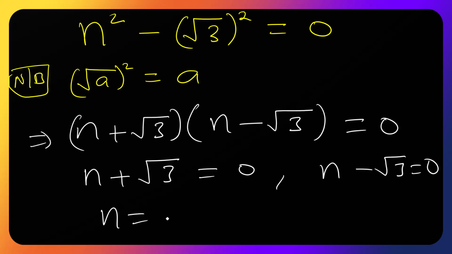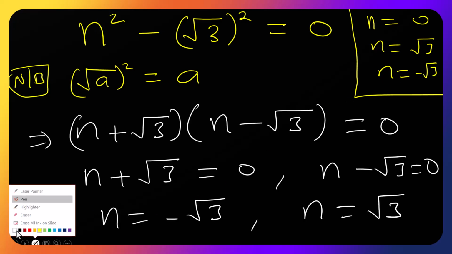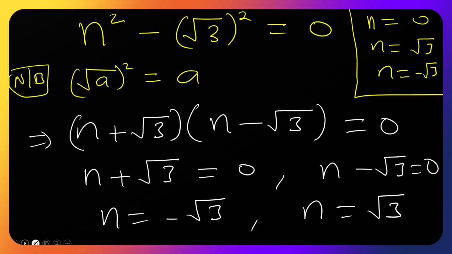So this side will be n equals minus square root of 3, and this side will be n equals square root of 3. So in all, we have 3 solutions: n equals 0, n equals square root of 3, n equals minus square root of 3. So let's verify and see if indeed our answer is correct. Remember, the question is n times n times n equals n plus n plus n.